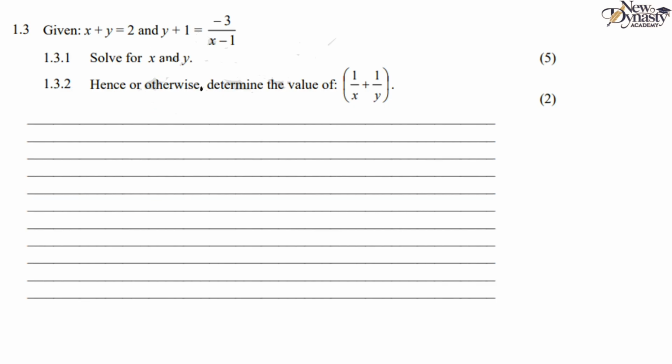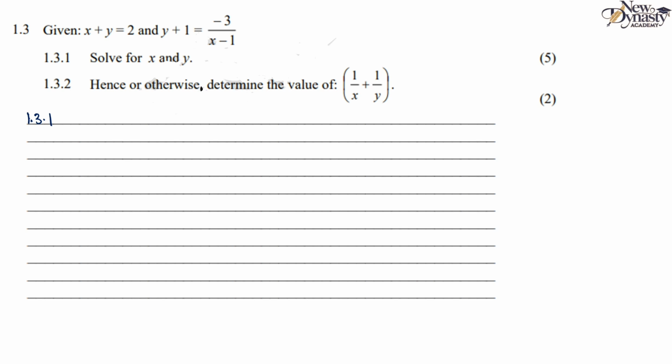Now this question says, given that x plus y equals 2 and y plus 1 equals negative 3 divided by x minus 1, solve for x and y. It means we have to do that simultaneously. We have to solve x and y simultaneously because we've got two unknowns in this case. So how do we do this simultaneous equation? You are given two equations.